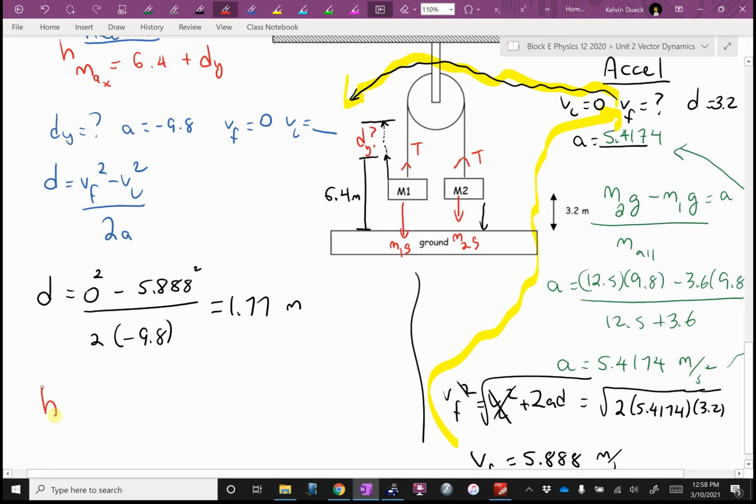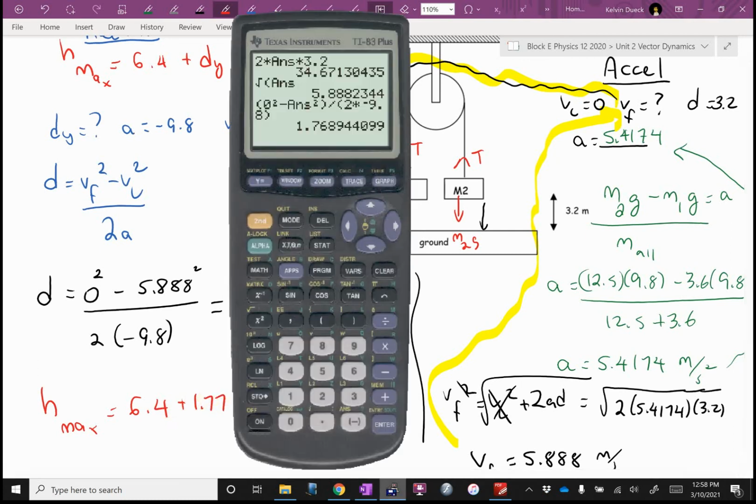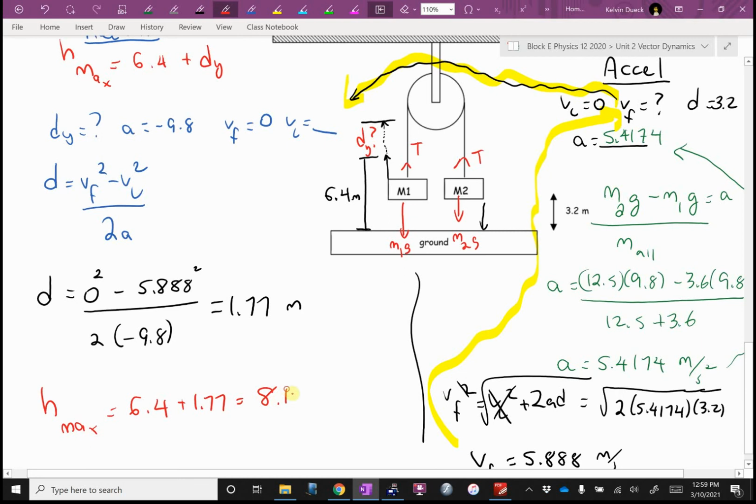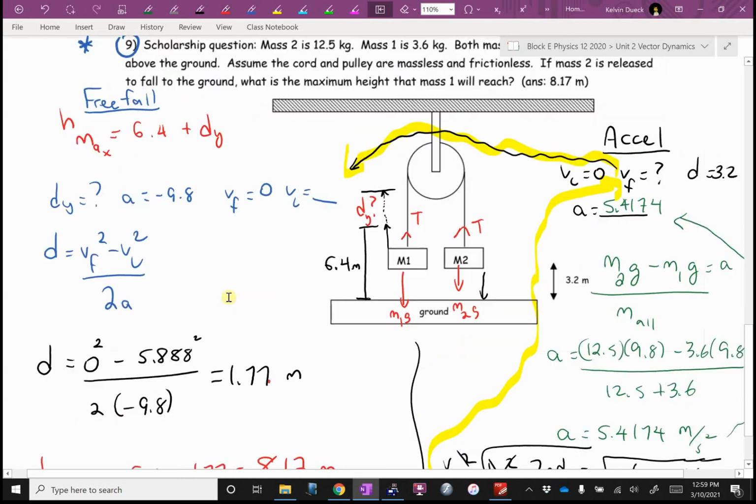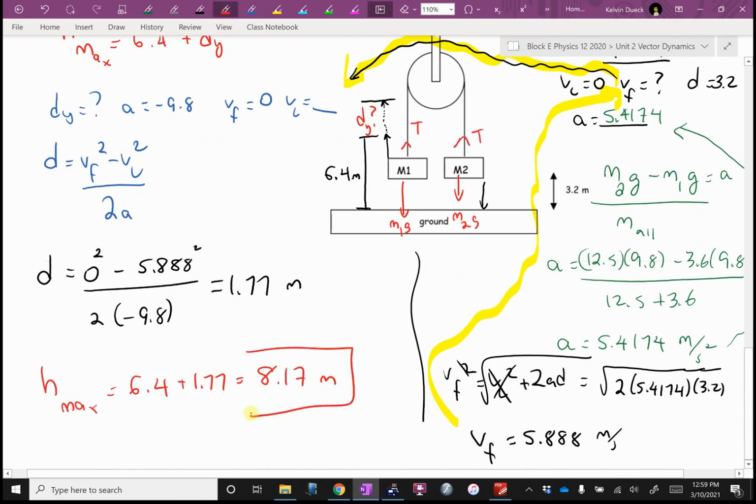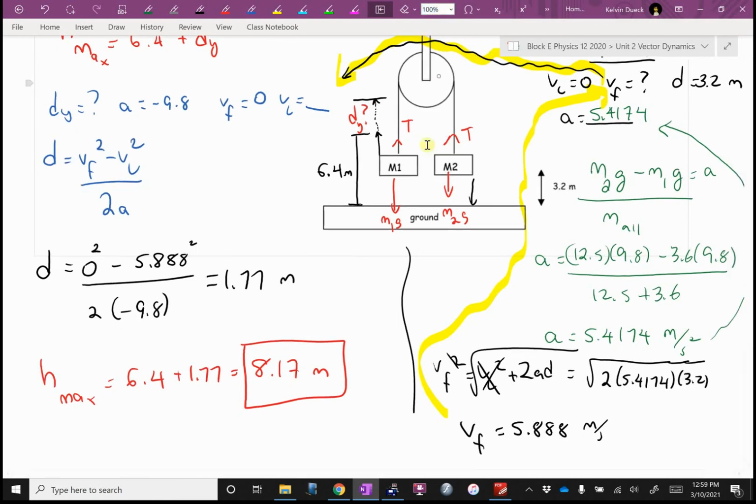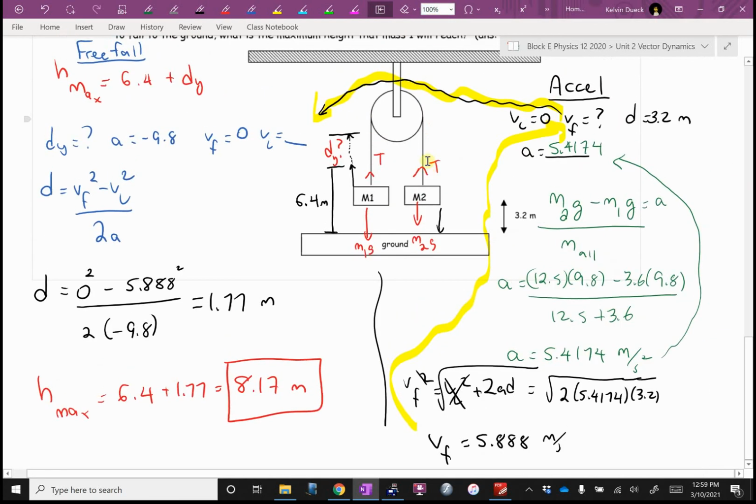So the maximum height is going to be the 6.4 meters above the ground that mass 1 was when mass 2 hit the ground, plus it continues going up for another 1.77 meters, and I get 8.17 meters. Hopefully that's what the answer says too. So that's a multi-step question, but again, I would argue it's all physics 11. I didn't do anything new there.